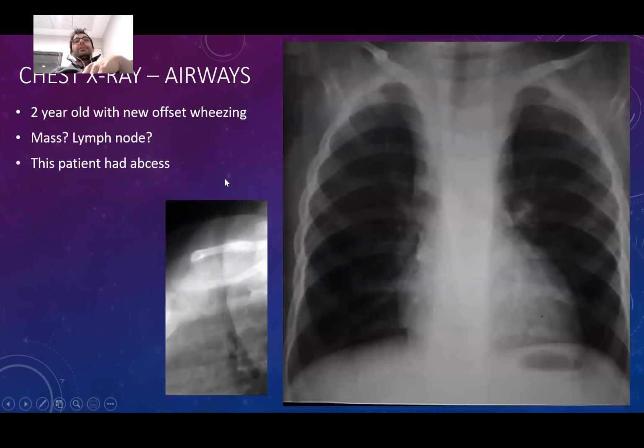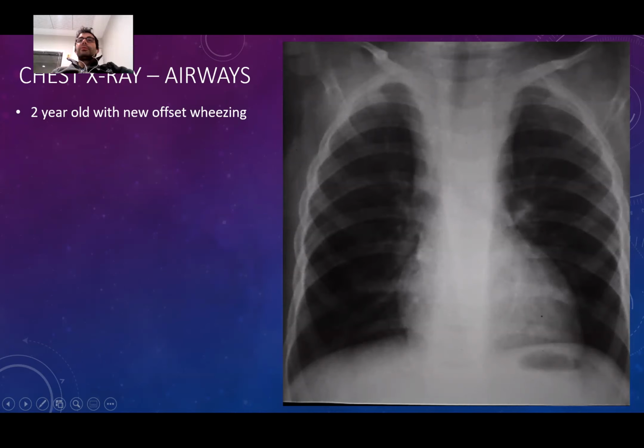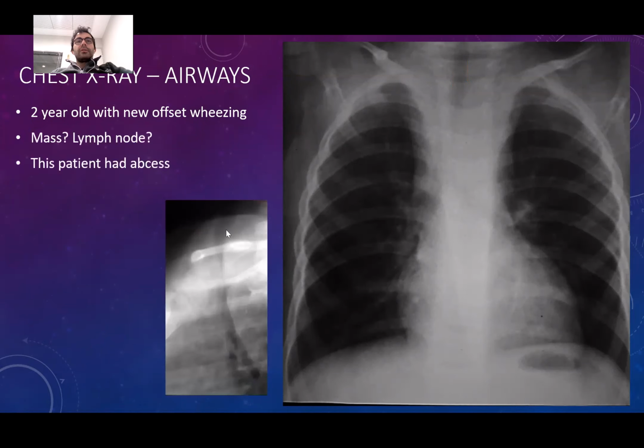This is a 2-year-old patient with new onset wheezing. When I look at the airways of this patient, I can follow it here, but on here, it's getting markedly narrowed, right? It's very narrow on the bottom part. This patient has a lateral radiograph as well, where you can see the airway better. This patient has an abscess. It swallowed a foreign body, which ripped the esophagus wall and caused an abscess in the mediastinum.